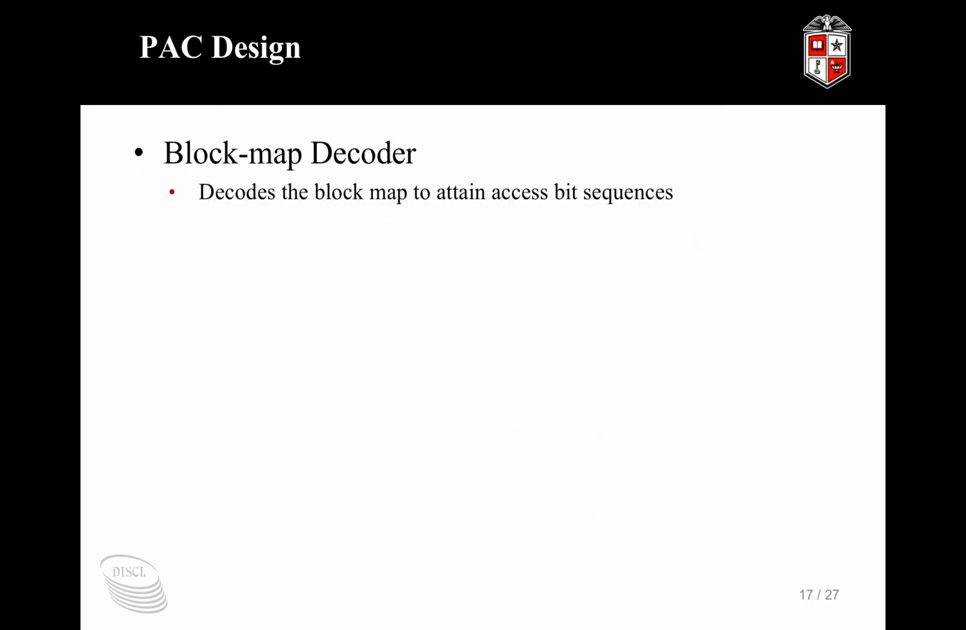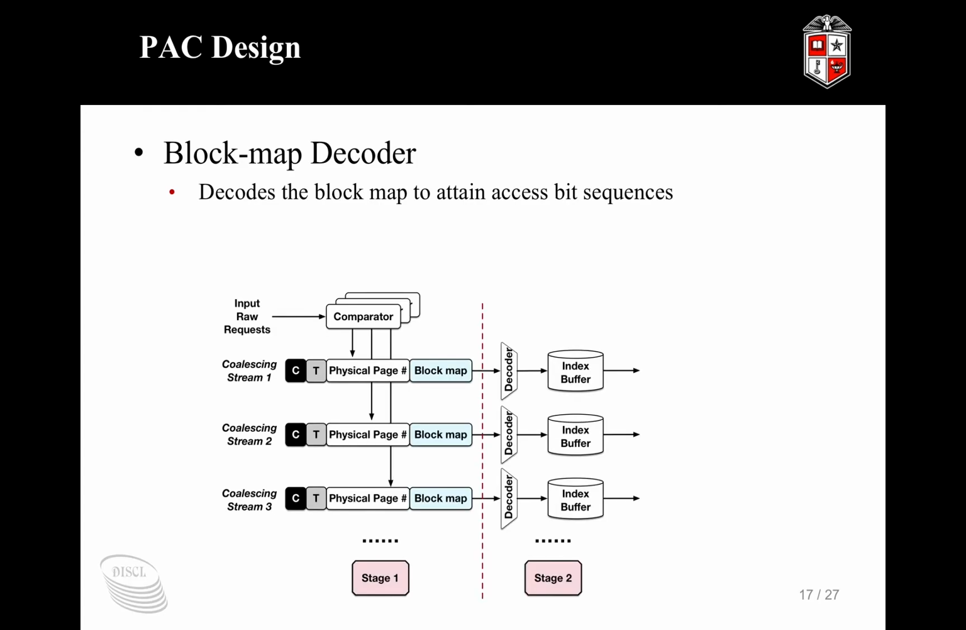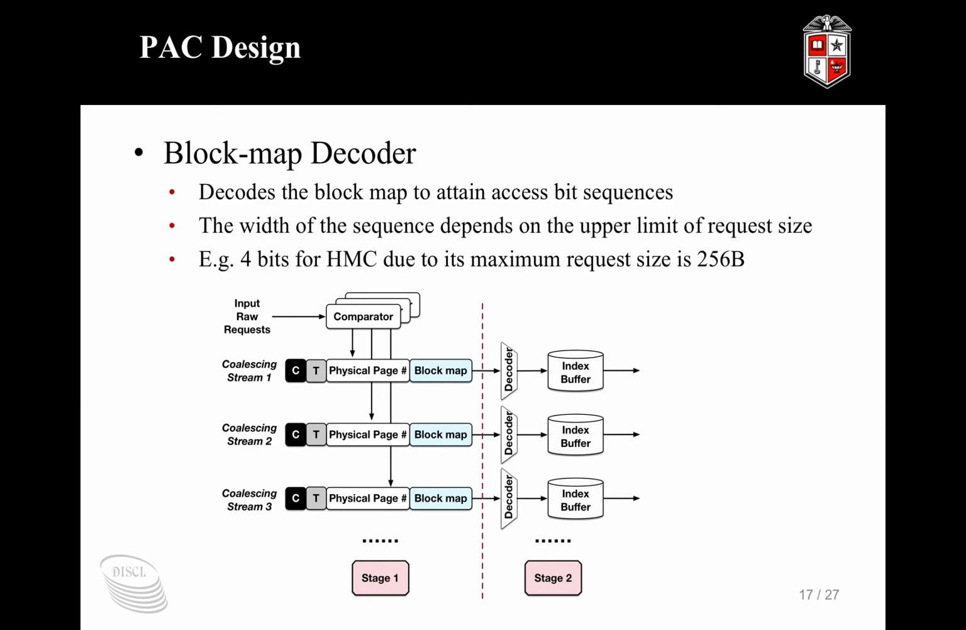After we have the block map ready, we flush it to the second stage, which is the block map decoder, responsible for decoding the block map to attain the access bit sequences. All the sequences will be flushed into the corresponding index buffer. The width of the sequence depends on the upper limit of the request size. For instance, in the HMC, the maximum request size is limited to 256 bytes. As a result, the bit sequence produced by the block map decoder is limited to 4 bits, representing 4 cache blocks at most of the aggregated request size.